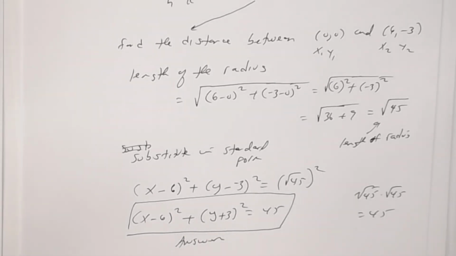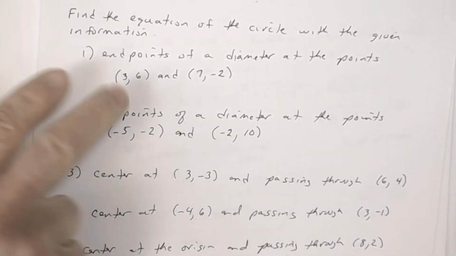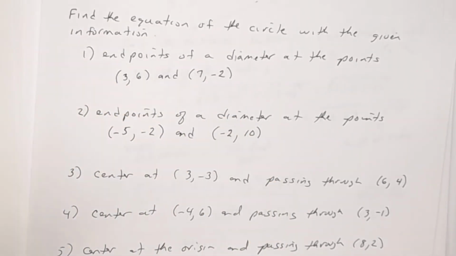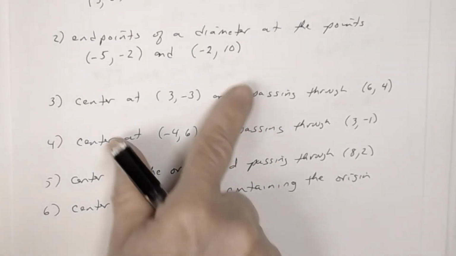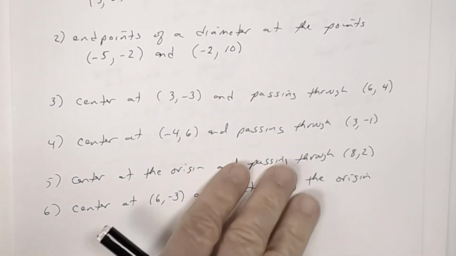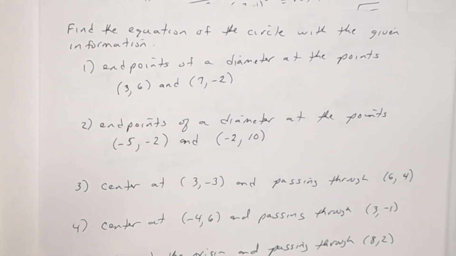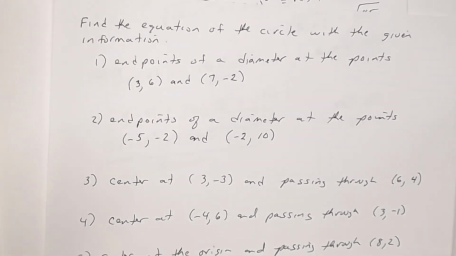Okay, so that's going to take care of our lesson on writing equations of a circle given diameters and given the length of the radius. So this part right here dealt with the length of the radius, and this part here was where the diameters were given, the endpoints of the diameters were given. Okay, so that's going to take care of this lesson.